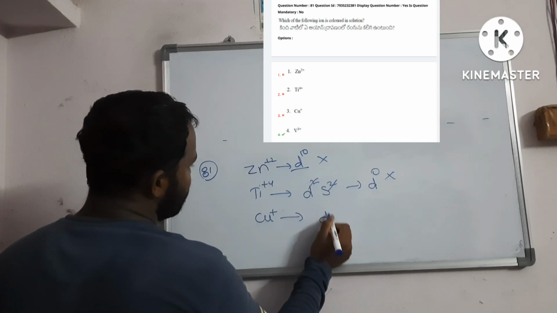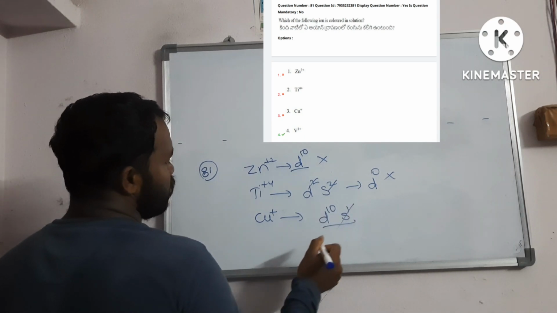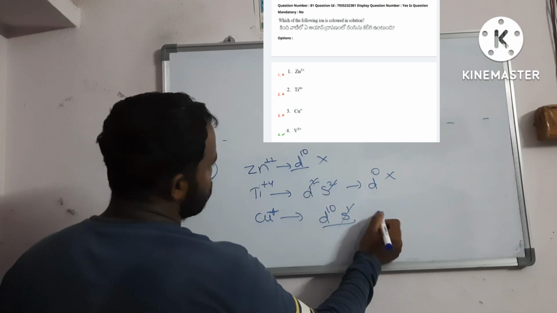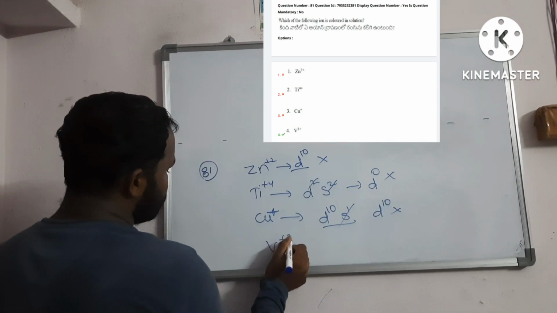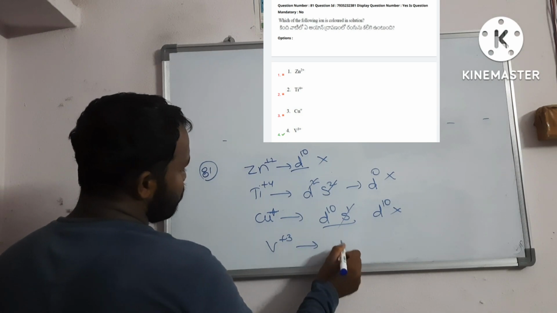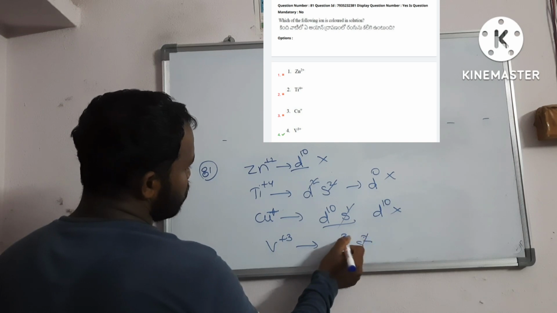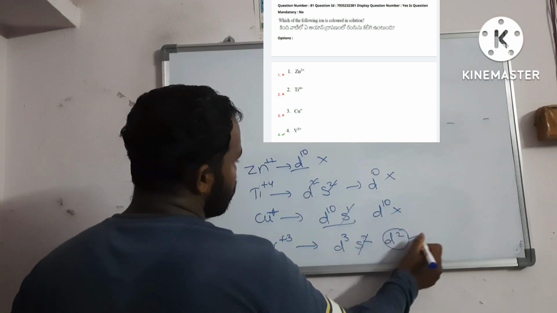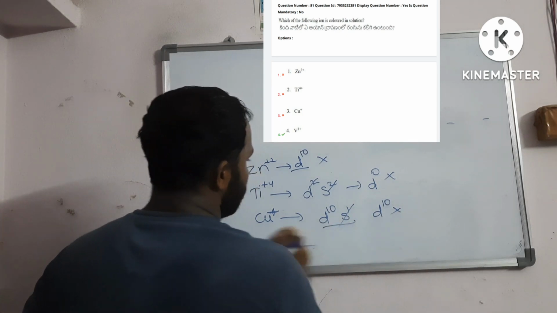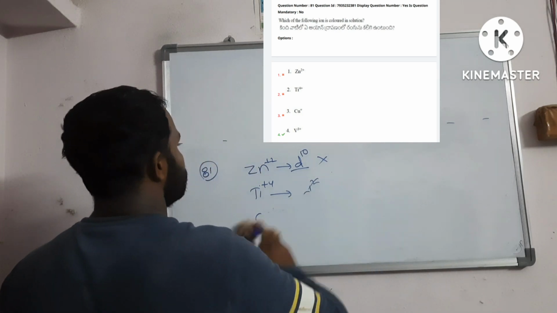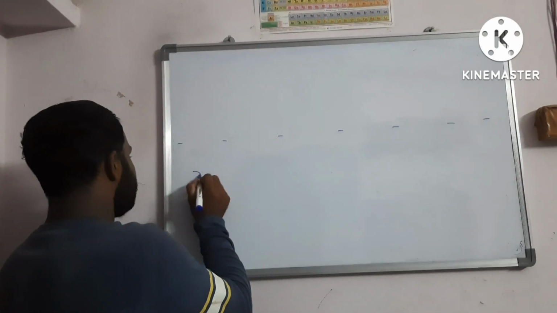Next, copper plus 1. Copper is a D10S1 system. So here the S1 electron is lost already, so it is D10. D10 is also not a colored compound. That is vanadium plus 3. Scandium, titanium, vanadium. Vanadium is D3S2. Here 2 electrons lost, then 1 more, you will get D2. D2 is the colored compound because it contains 2 unpaired electrons. Whatever has unpaired electrons must possess color. This is the concept.